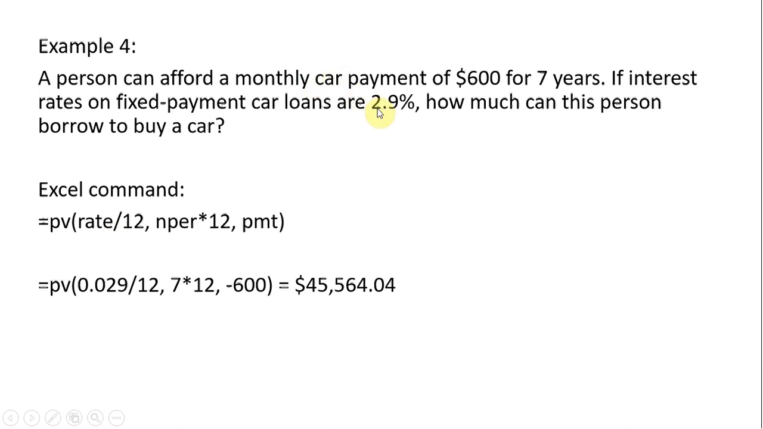I'm going to take this 2.9%, or 0.029, and divide it by 12. The number of periods is going to be 7 years, but there are 12 payments per year. So that's going to be 7 times 12, and the payment will be $600. So inputting this information into Excel, this person can afford a loan of a little over $45,000.